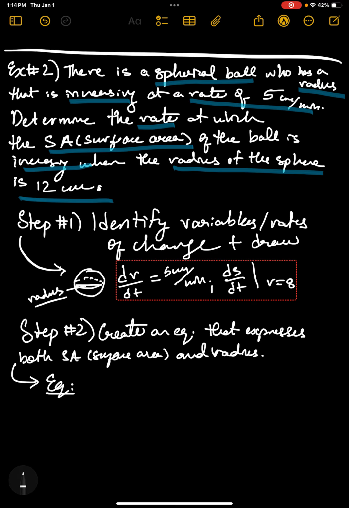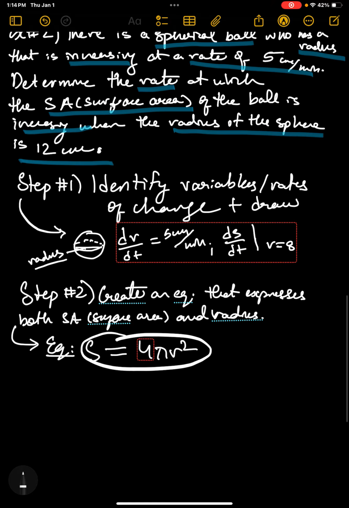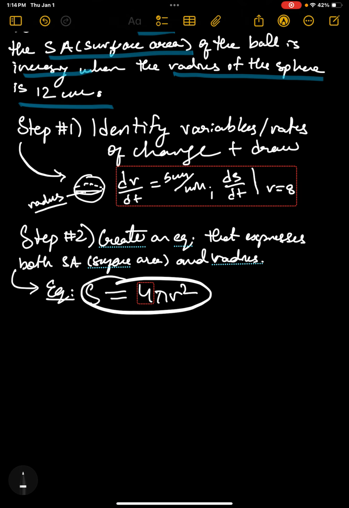So how we do that is we can create an equation, right? So we can use the surface area of a sphere formula. So S is equal to 4 pi r squared, right? So this is the surface area of a sphere formula that relates or has both surface area and radius involved. So this is a good equation to use. So we can say, because we're solving for ds dt, say ds dt, right? We're differentiating with respect to time dt.